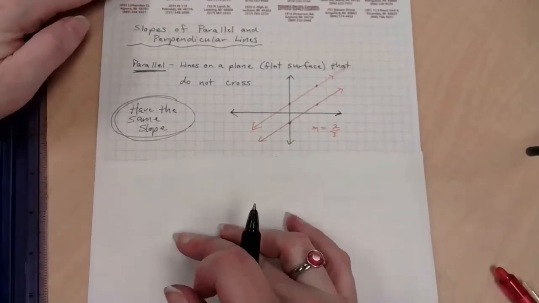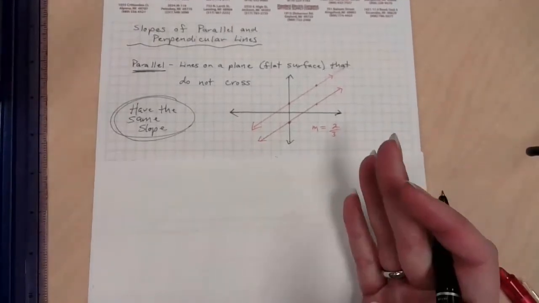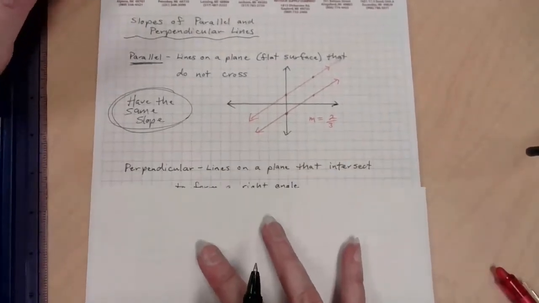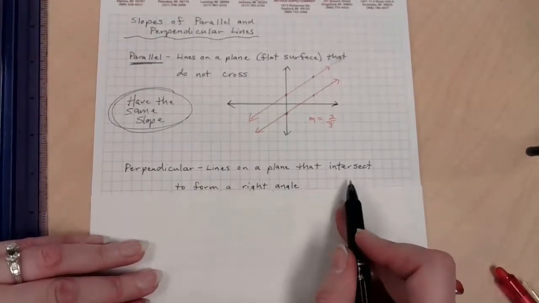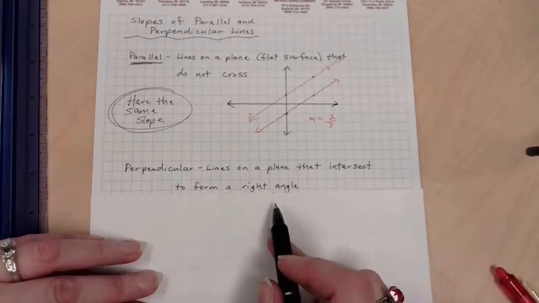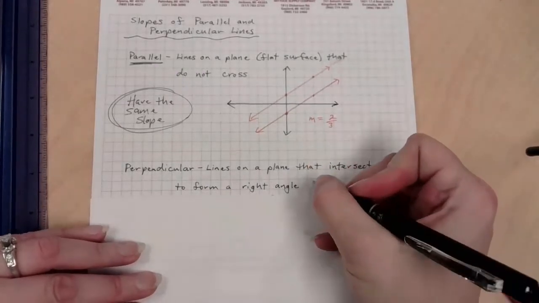What does that mean about perpendicular lines? What even are perpendicular lines? Well, perpendicular lines, again, are lines on a plane. So again, we're talking about lines on a flat surface that intersect to form a right angle. What is a right angle? It's something that makes 90 degrees.